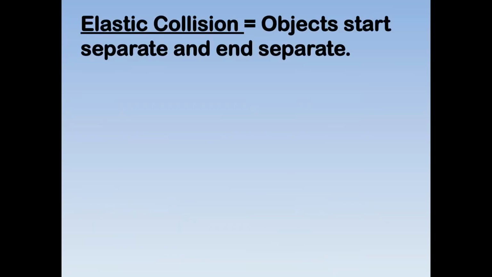So let's do a little testing here, and along the way I'm going to show you the three collision types that you need to know. The first of the three is called an elastic collision. Now, these three collision types have a connection to kinetic energy, which I'll explain a little later. But for now, elastic collisions are objects that start separate and end separate. Let's take a look at one.